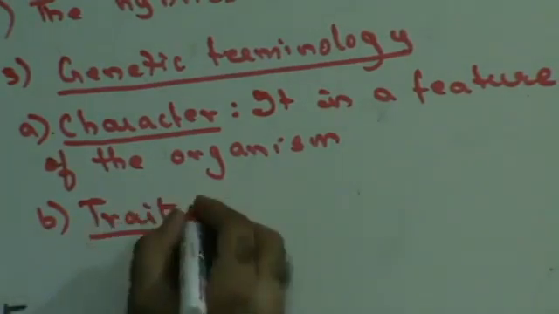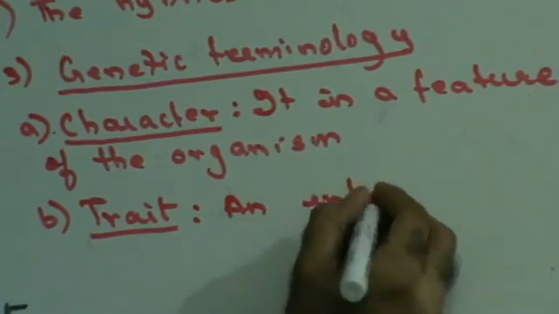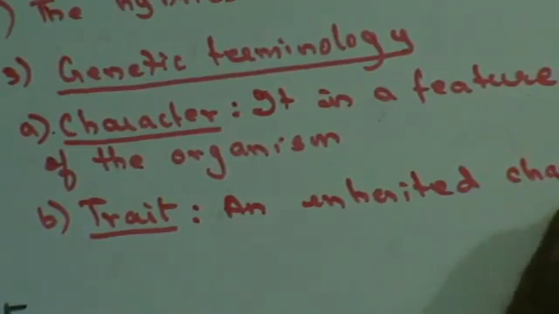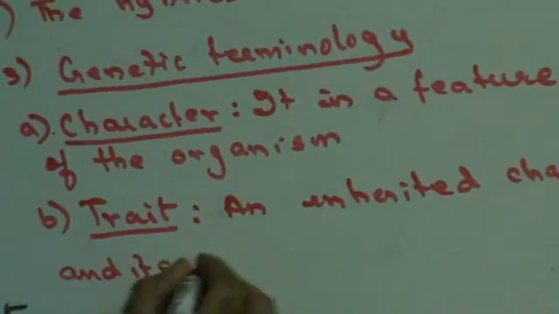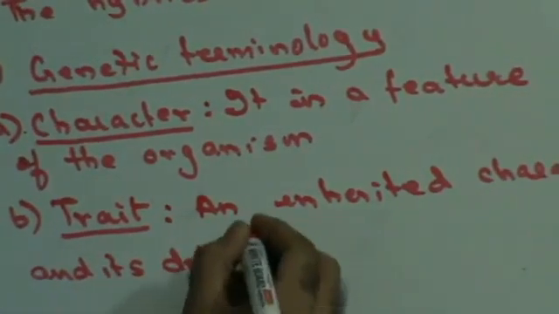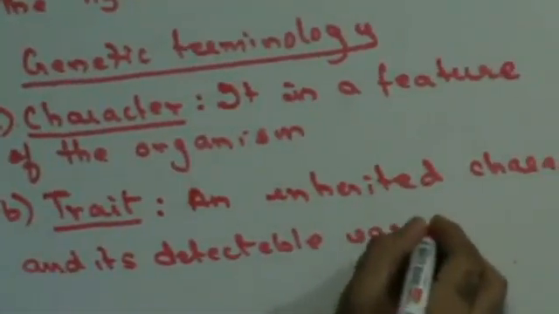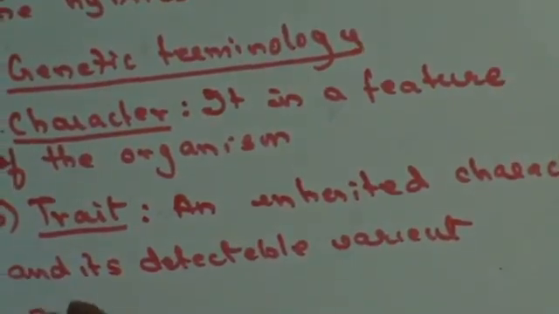So an inherited character and its detectable variant is called as the trait, right? Then, what do I understand by the word factor? Remember we said that Mendel was the first to use the word factor.